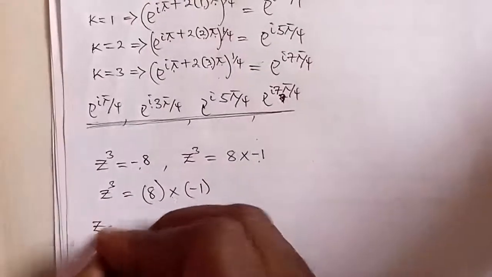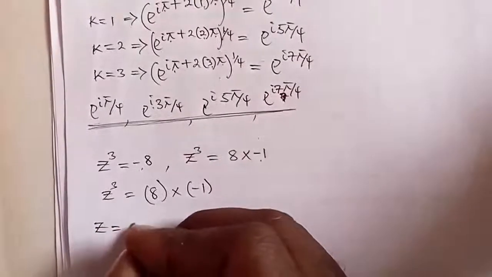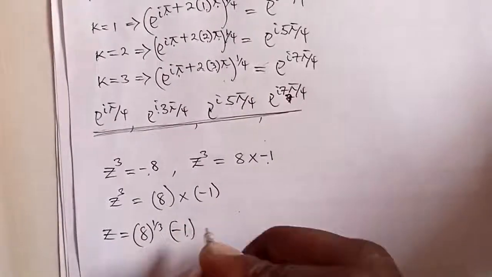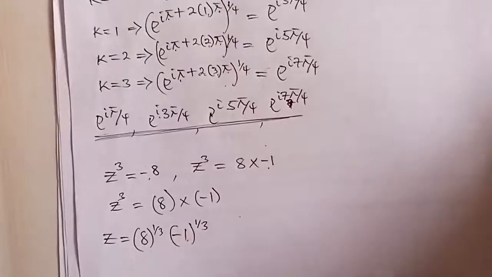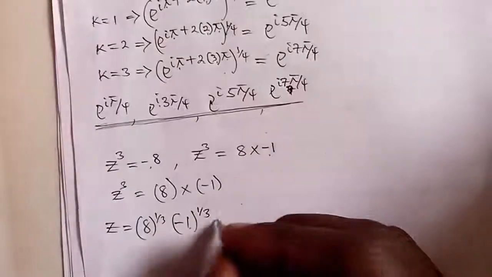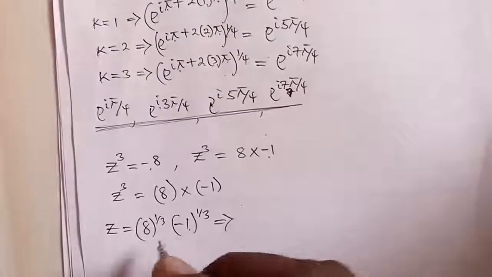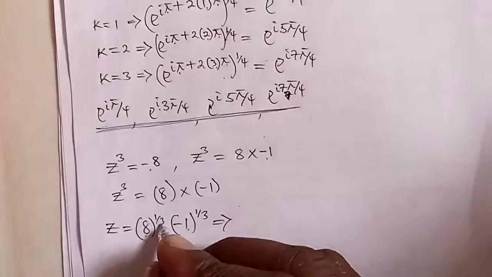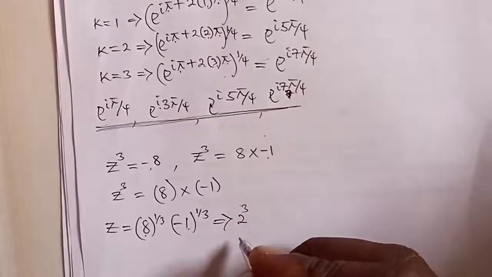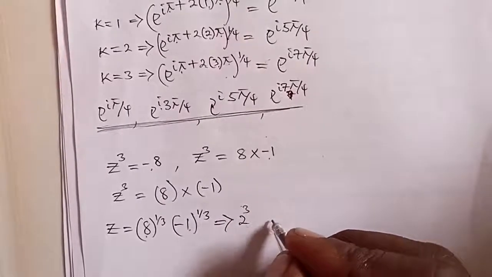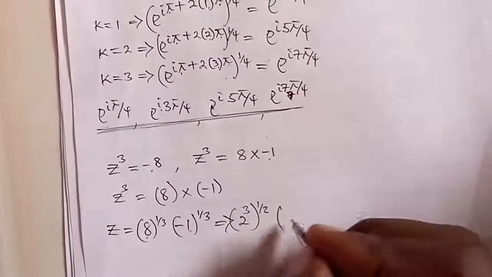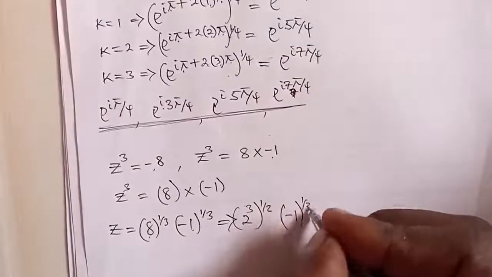Therefore, we have that z alone is the cube root, which is 8 raised to power 1 over 3 times minus 1 raised to power 1 over 3. Now that we've created it this way, we can make them look like this. Instead of writing this 8, we can apply laws of indices, because 8 is the same thing as 2 raised to power 3. Because 2 times 2 is 4, 4 times 2 is 8, so 2 times 2 times 2 is 8. So we have 2 raised to power 3, then raised to power 1 over 3, also times minus 1 to the power 1 over 3.